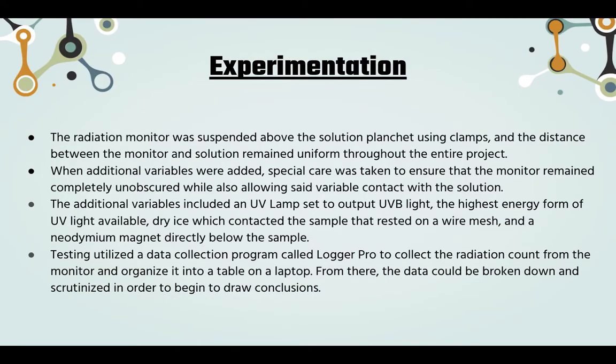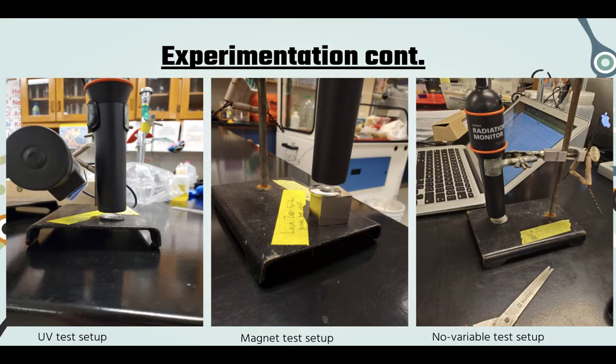The radiation monitor was suspended above the solution planchet using clamps, and the variables that I tested, excluding the no variable tests, were ultraviolet light, a rare earth magnet, and dry ice. I used a data collection program called LoggerPro to collect the radiation count every half minute and store it on a data spreadsheet.